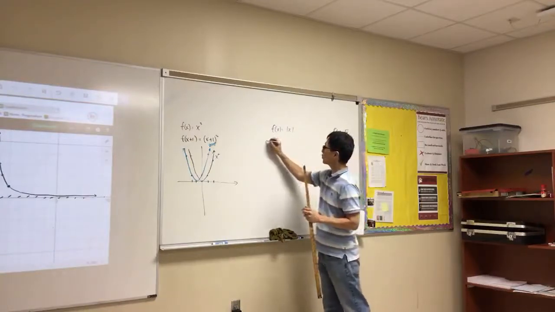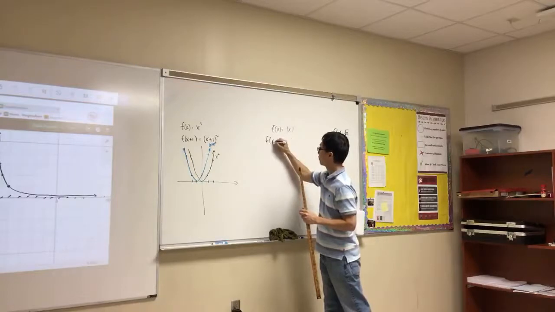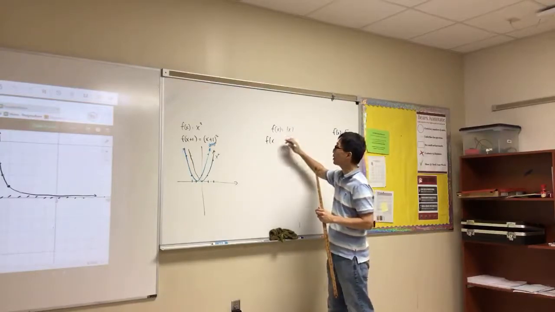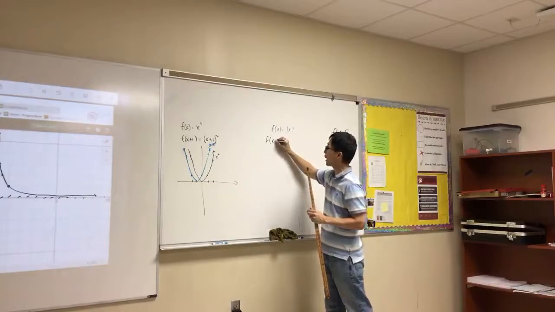So what do you think this graph looks like? This is the parent function. Okay, this is the parent function. It looks like a V.